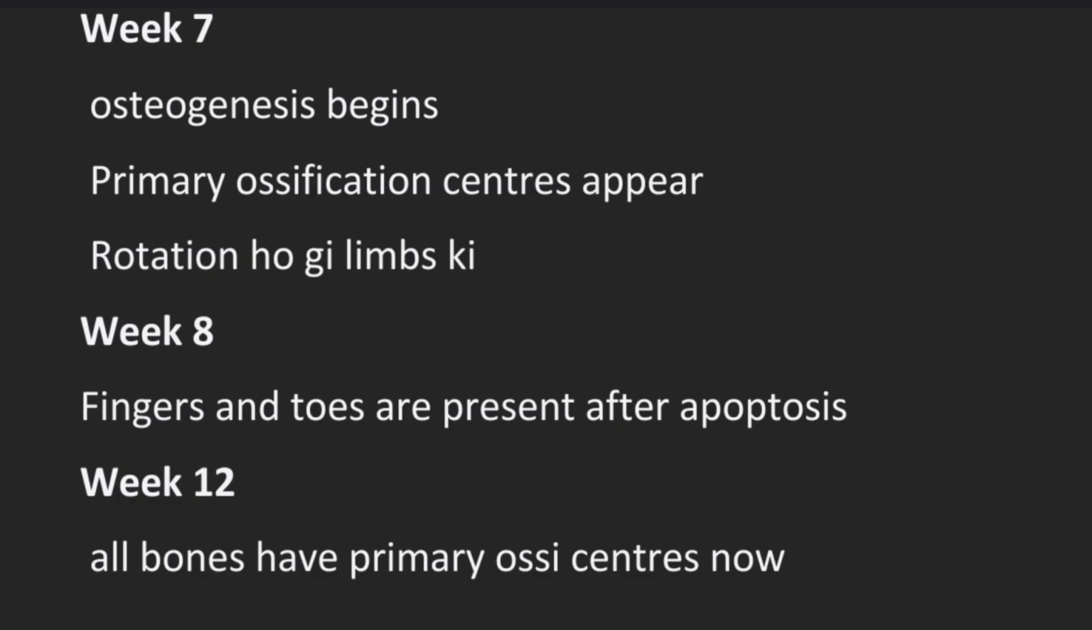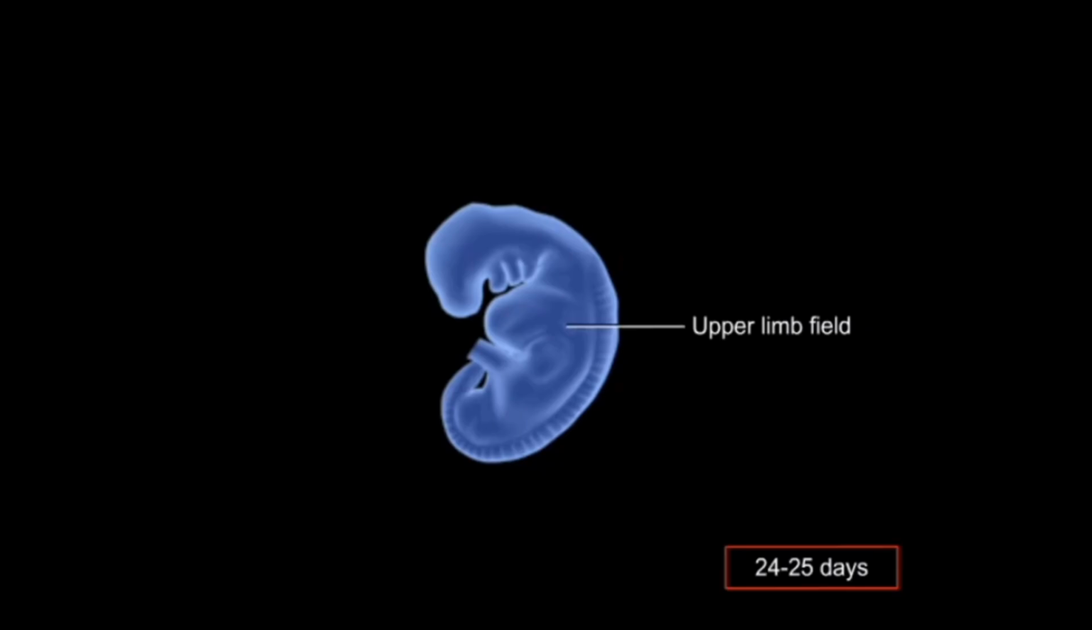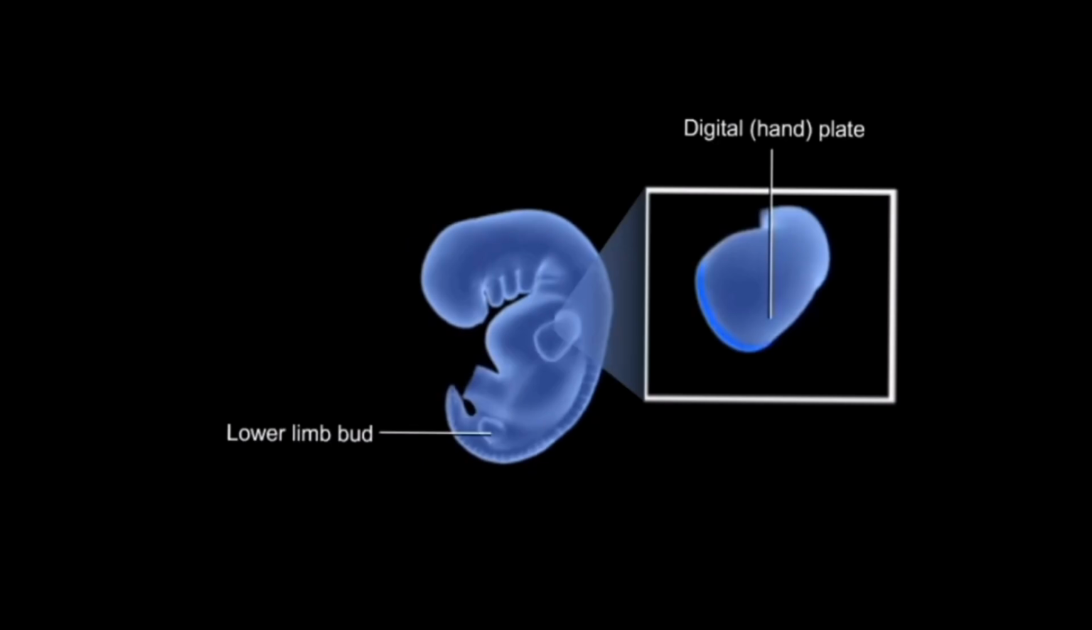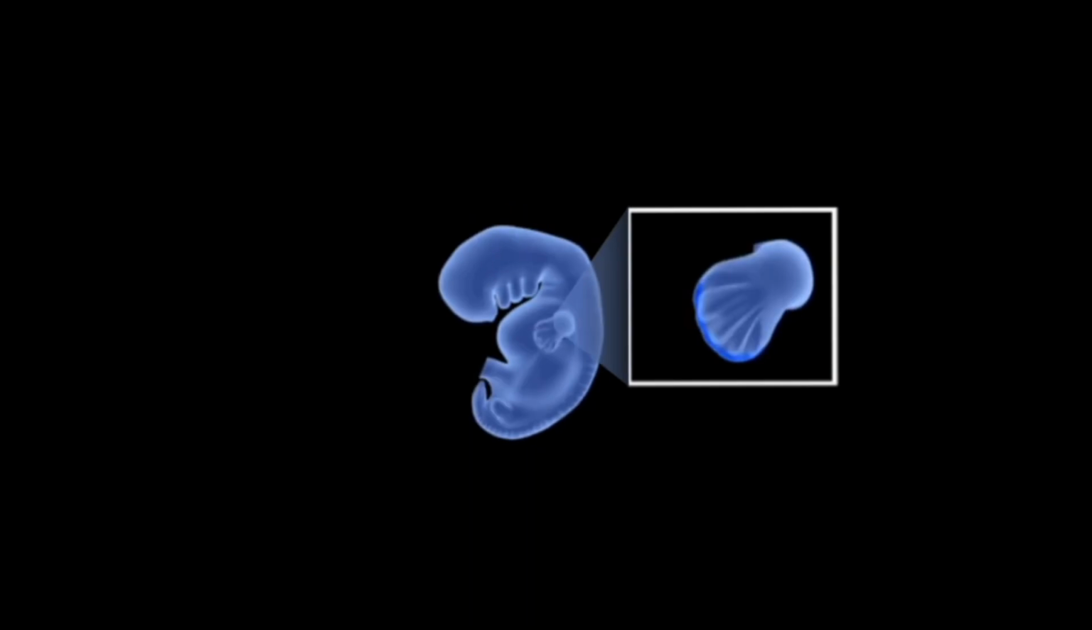And by week 12, all the bones would have their ossification centers. So in summary, in week 4 there was an outpocket. In week 5 it became a bud. That bud had chondrification. In week number 6, that cartilaginous structure completed and the hand and foot plates were formed. Then in week 7, on the cartilage, calcification happened, the ossification centers appeared and the limbs were rotated. And in week 8, fingers and toes were formed, and in week 12, all the primary ossification centers were complete.